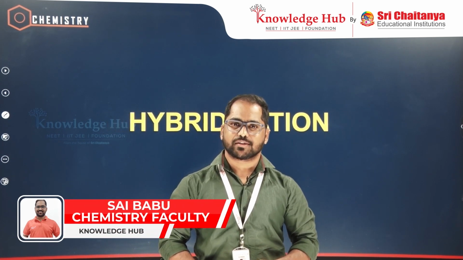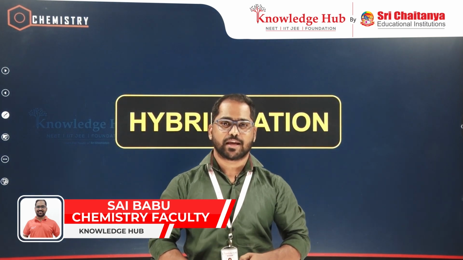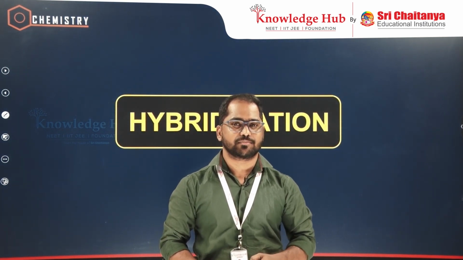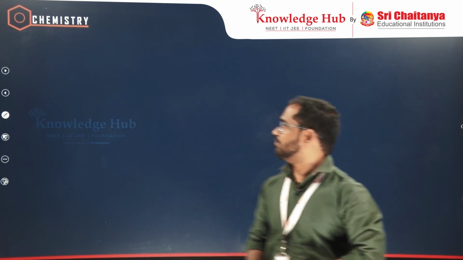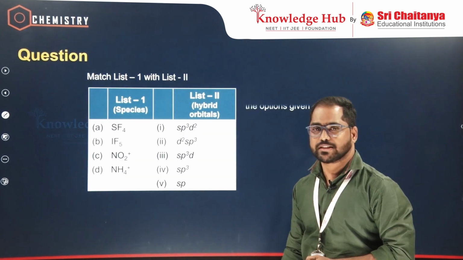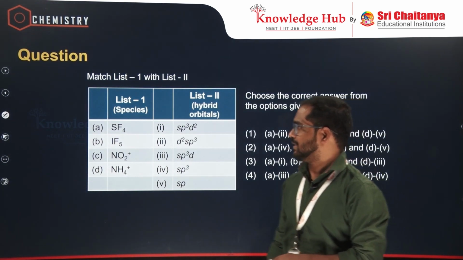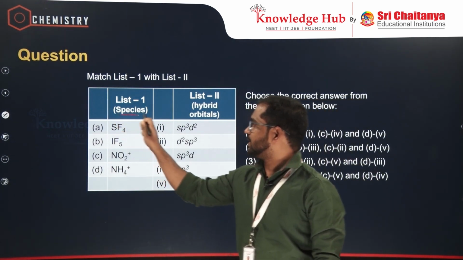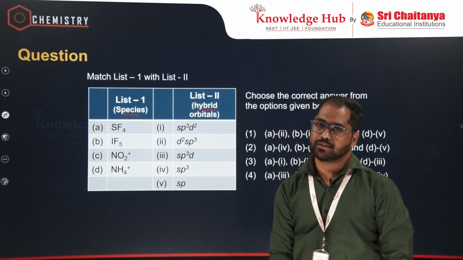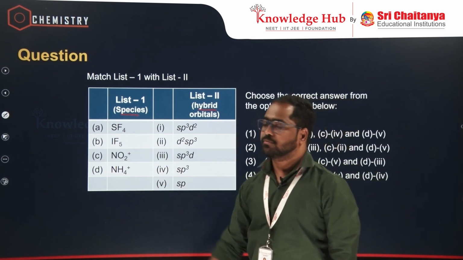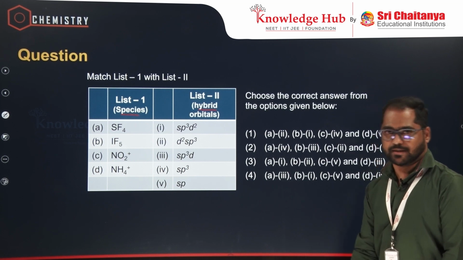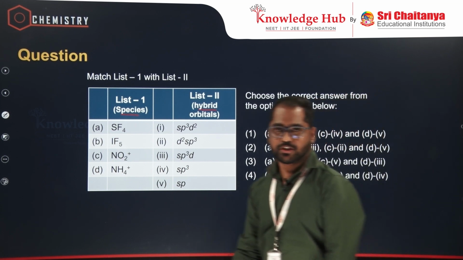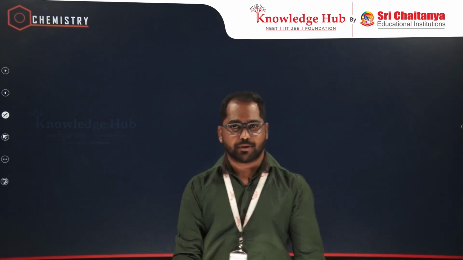Let's discuss the concept of hybridization from chemistry and solve some previous year questions on the same topic. Let's see one question. If you see the question, there are two lists. One contains a species and the other contains hybrid orbitals, and they provided 4 molecules and we need to identify which option is suitable for this. In order to solve this question, we need to know about hybridization first.